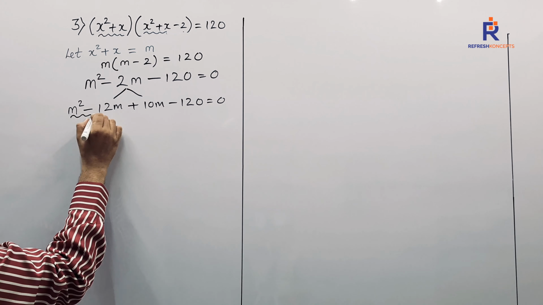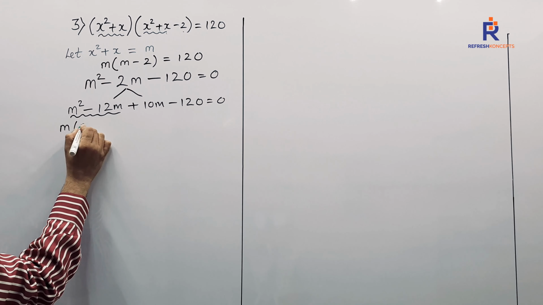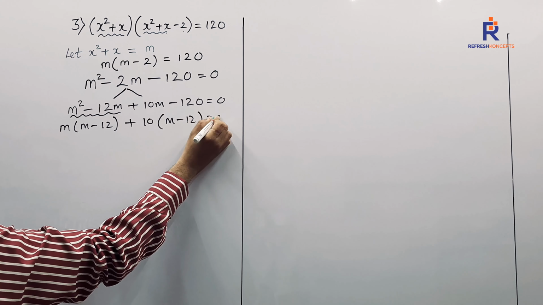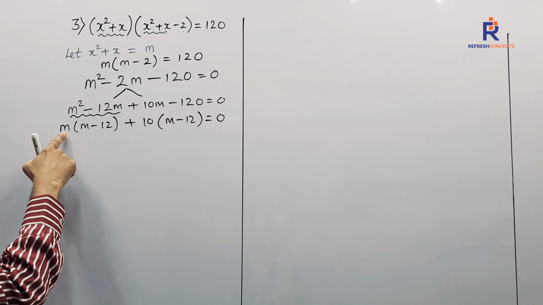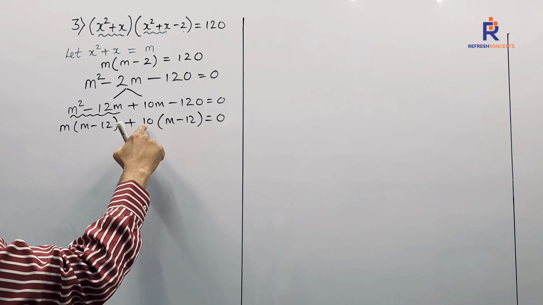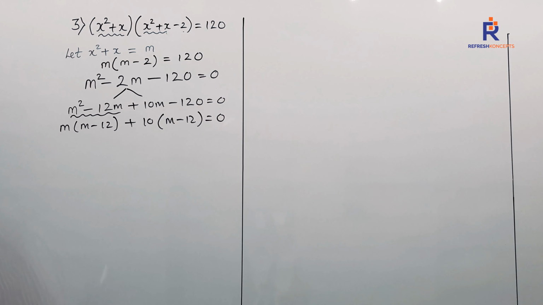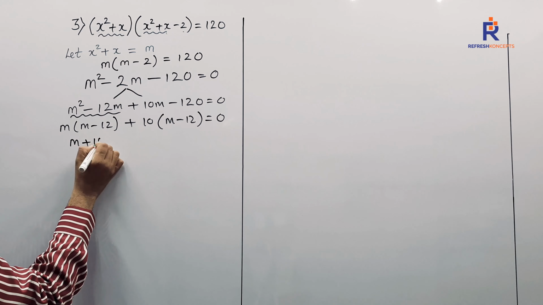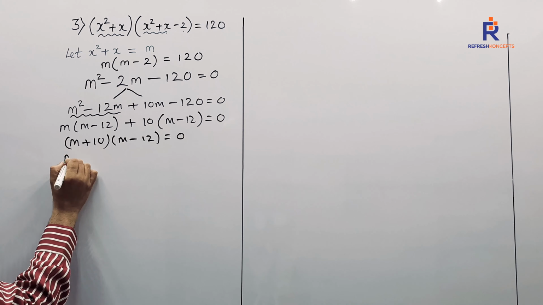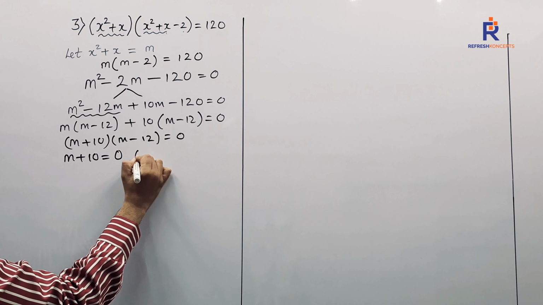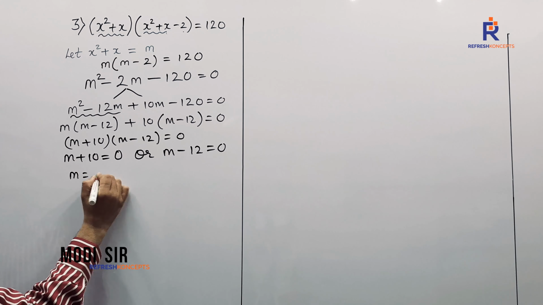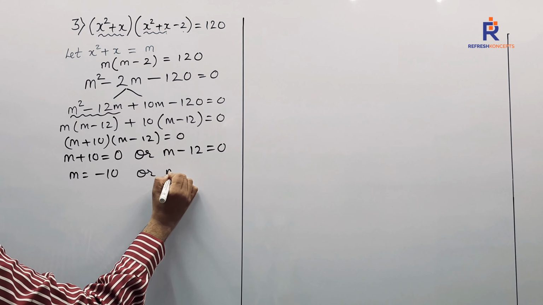Methodology is the same. We try to remove common: m minus 12 plus 10 into m minus 12 equals to 0. Once again check whether we are right or wrong. M into m square, m into minus 12, minus 12m, plus 10 into m, plus 10m, plus 10 into minus 12, minus 120. M plus 10, m minus 12 is equals to 0. M plus 10 equals to 0, or m minus 12 equals to 0. M is equals to minus 10 or m is equals to 12.